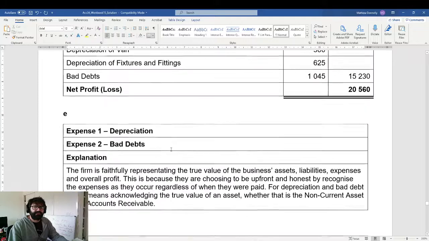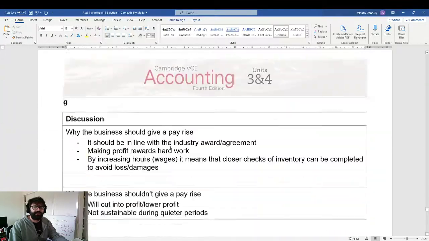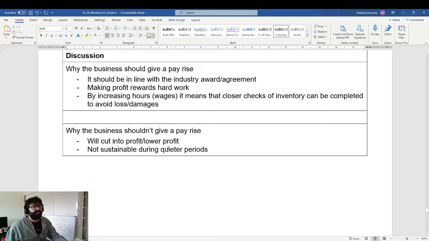Next, wrong one. Whoops, go back. There we go. Why the business shouldn't give a pay rise. It will lower the profit, so it may mean a higher wage expense with no real increase in revenue, just a higher expense, and ergo lower profit. And maybe this is a busy time of year. Maybe October's super busy because cricket season's starting, or soccer season's kicking up, or they've got other activities going on. So maybe October's super busy and it doesn't translate to November. So those are all considerations you can think about.